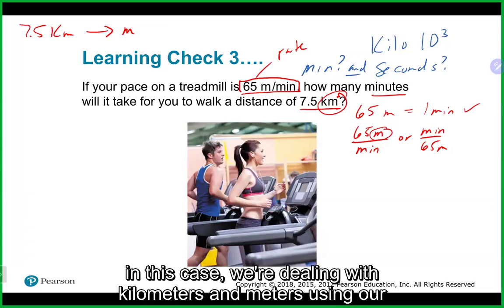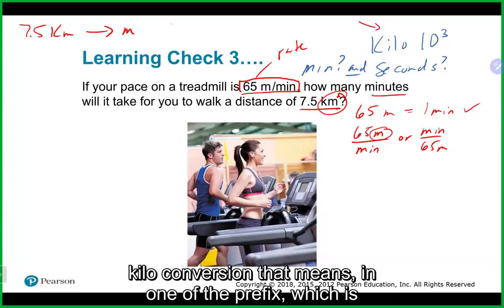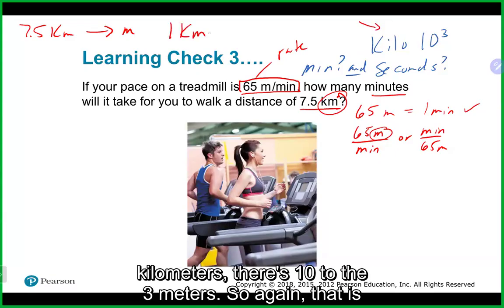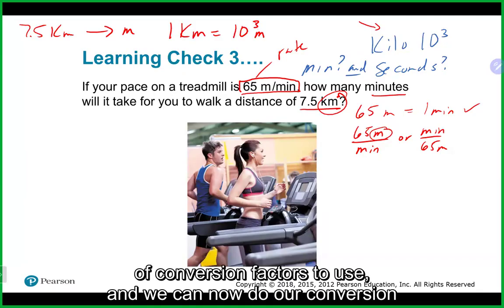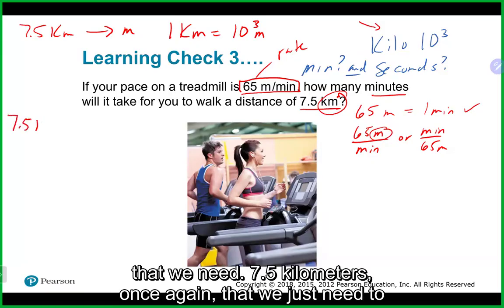So again, in this case, we're dealing with kilometers and meters using our kilo conversion. That means in one of the prefix, which is kilometers, there's 10 to the 3 meters. So again, that is the equality that we could use. That also will give us a couple of conversion factors to use. And we can now do our conversion that we need, 7.5 kilometers.